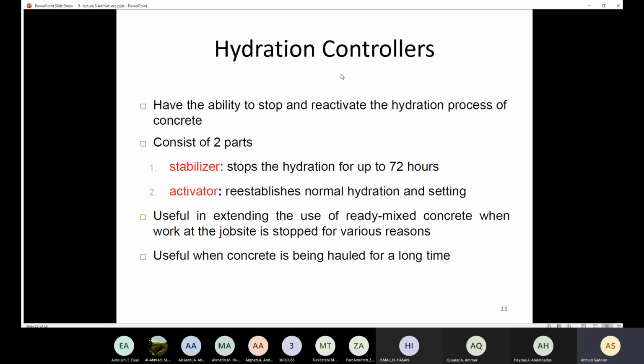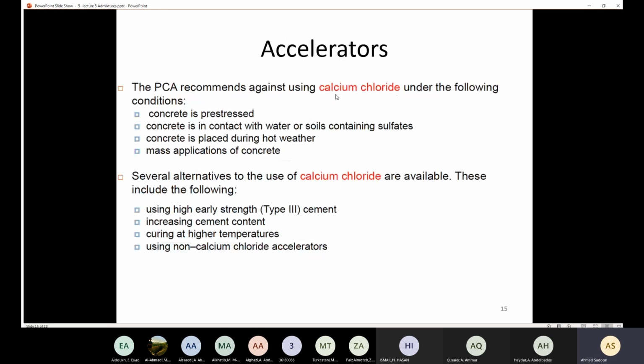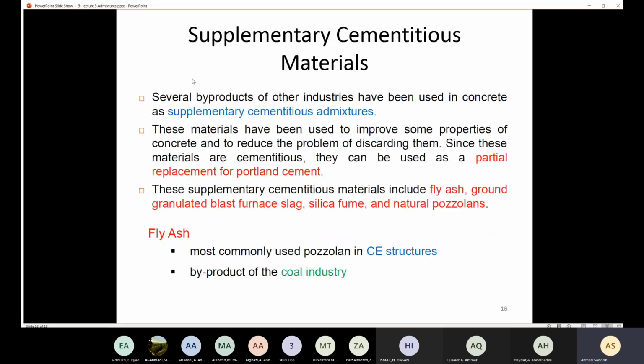The accelerators are the opposite of retarders. And also we are going to talk about the supplementary cementitious materials. Those materials are byproducts. They should be thrown away. But since they have cementitious properties, we are going to replace the cement with a certain percentage using the supplementary cementitious materials.